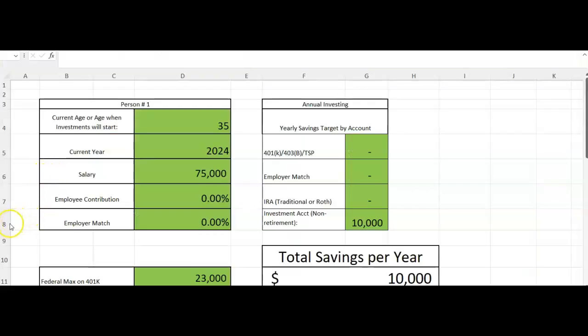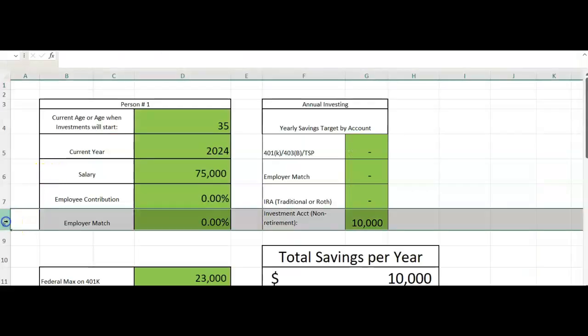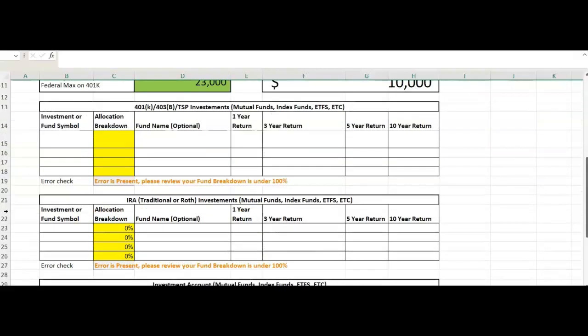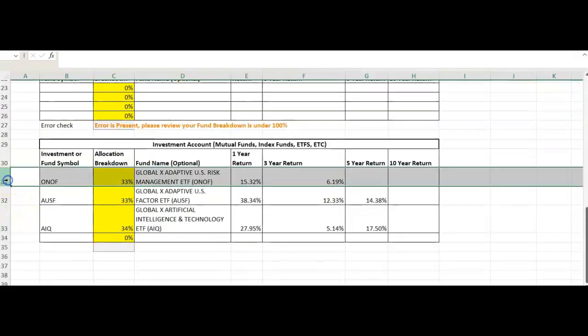Okay, so jumping into it, let's take a look at what it would look like if you invested in this consistently over time. This time, we're going to invest in a general investment account. So this one, you have no limitation. We're going to do $10,000 per year. And as a reminder, we're doing 3 funds. So the first fund had a 1 year return of 15.35 and 3 year of 6.19.